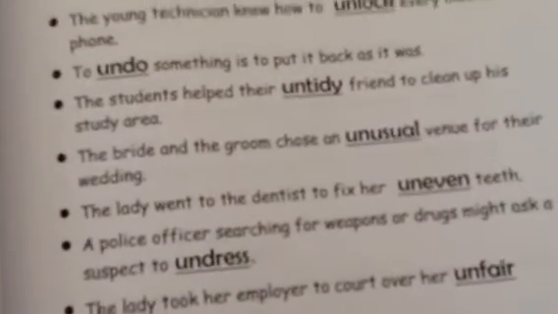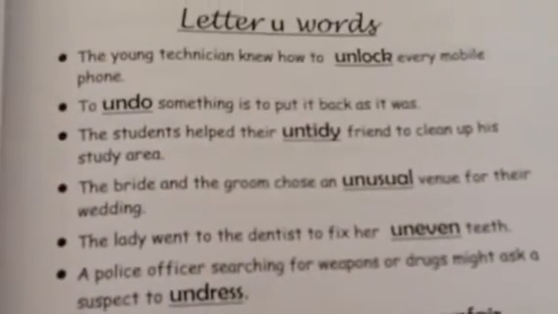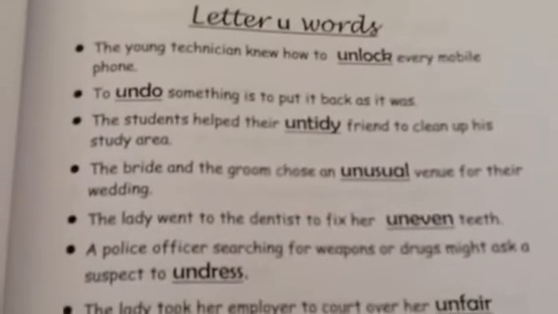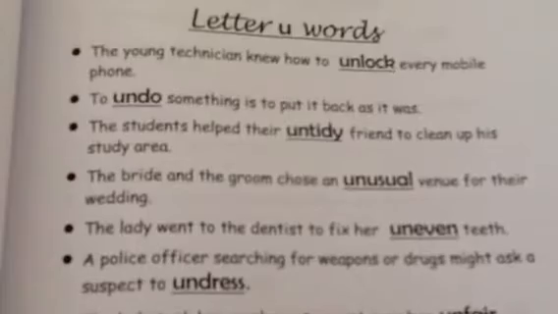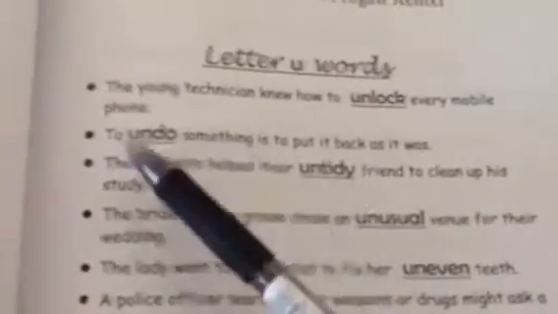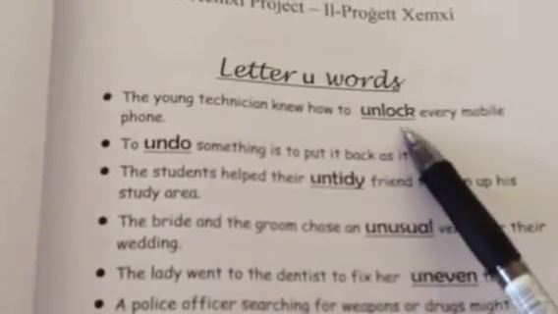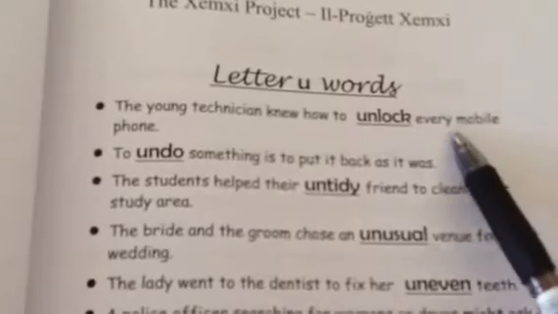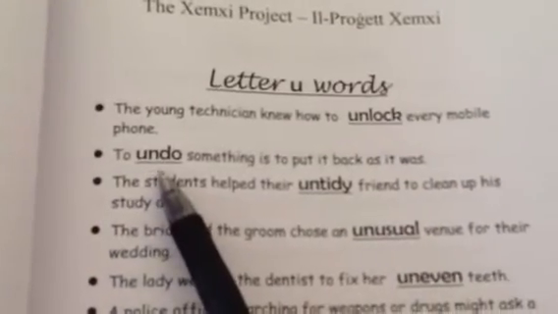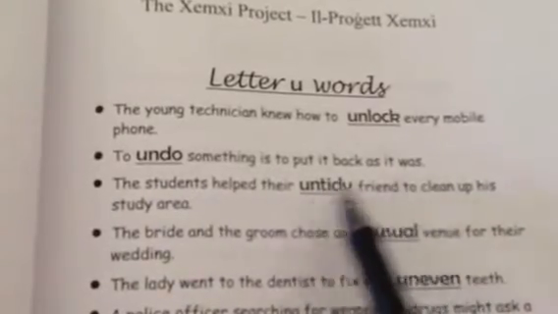And last, with these words, I've made 12 sentences with these opposites, of which I'm going to read just 5. This is the first one with unlock. So the young technician knew how to unlock every mobile phone. The second one with undo. To undo something is to put it back as it was.